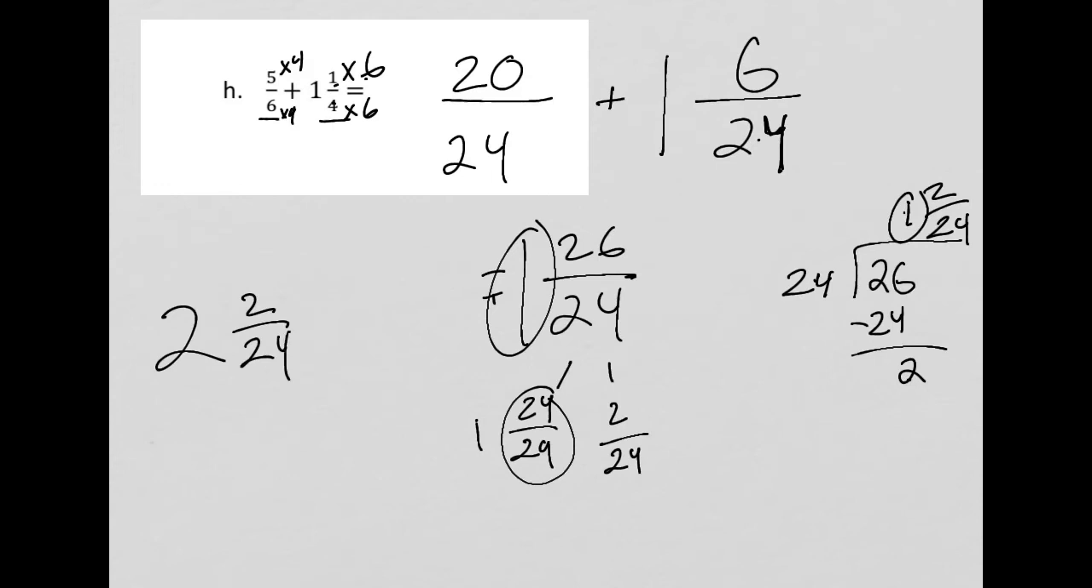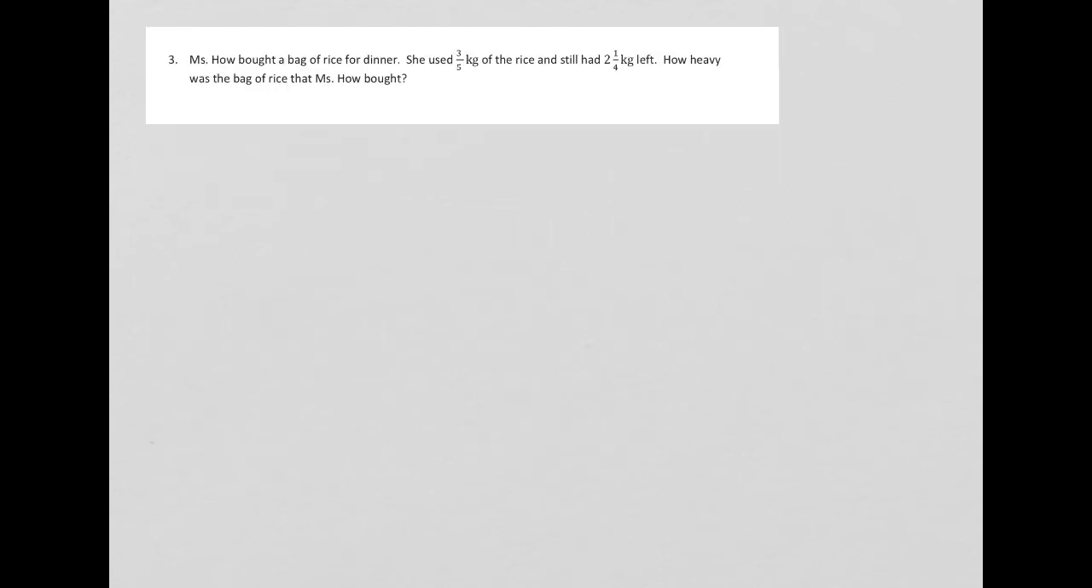You're not completely done yet because I can still simplify my 2 24ths because they're both divisible by 2. So when I divide it by 2, I get 2 and 1 12th. And so my final answer is 2 and 1 12th. Let's try it with a word problem now.